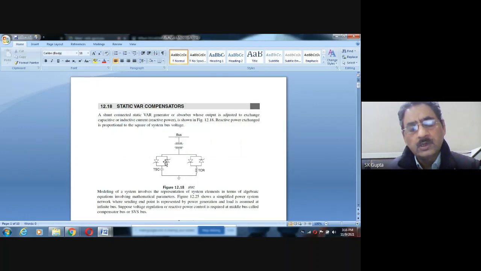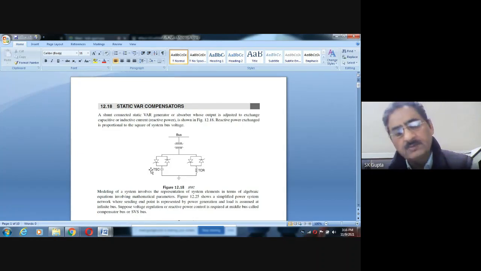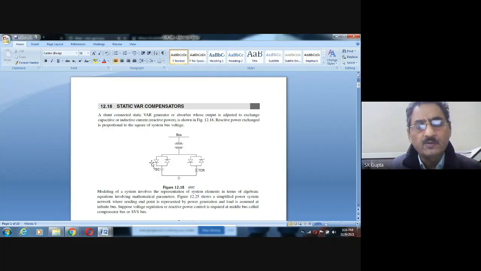And by the thyristor switched capacitor, if one thyristor is switched, then one capacitor will be connected into the system. Another thyristor is switched, then another capacitor will be connected. Here it is shown only one, but in fact there can be a number of thyristors in parallel which can be switched into the system. Depending upon the requirement there can be C1, C2, C3, and the effective amount of capacitance will be connected into the system.